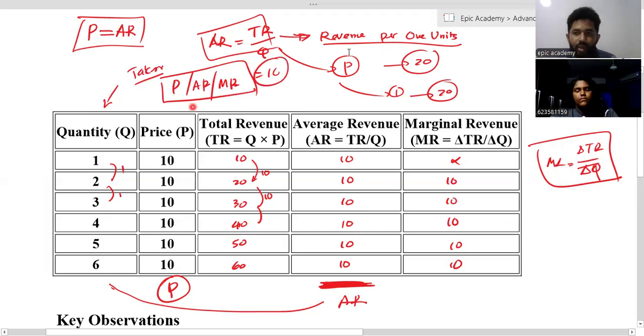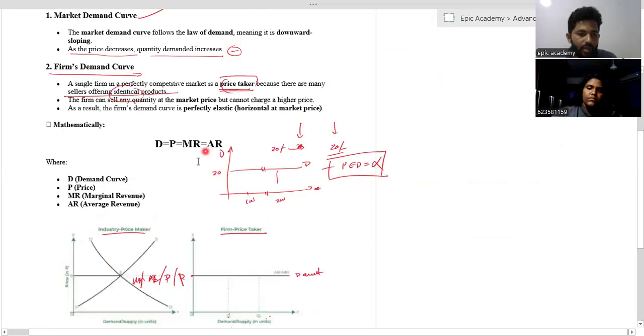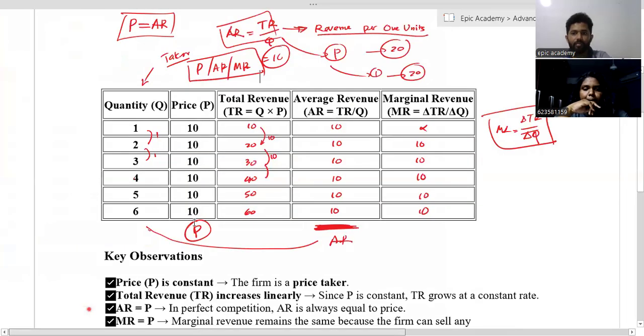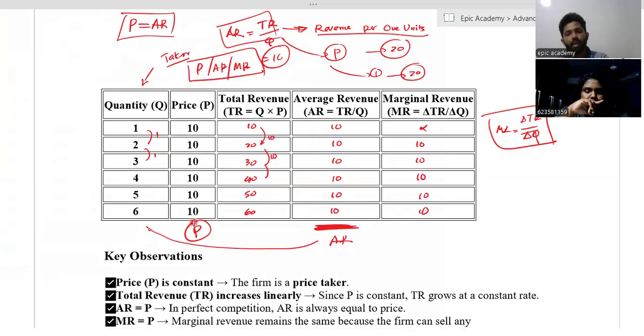That's the theory. That is why I already said that in the position of a perfect competitive market structure, demand, price, marginal revenue, and average revenue are equal. That's how I proved it. Why? What is the reason behind these equations? I mean, price, average revenue, and marginal revenue being equal. What is the reason behind that?